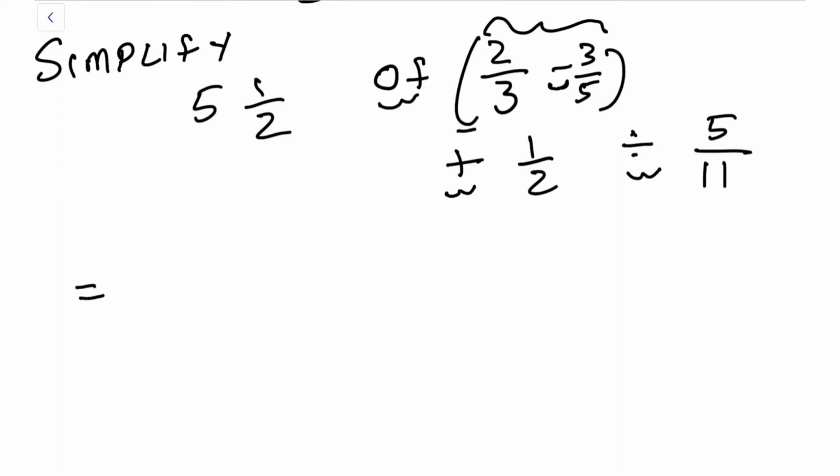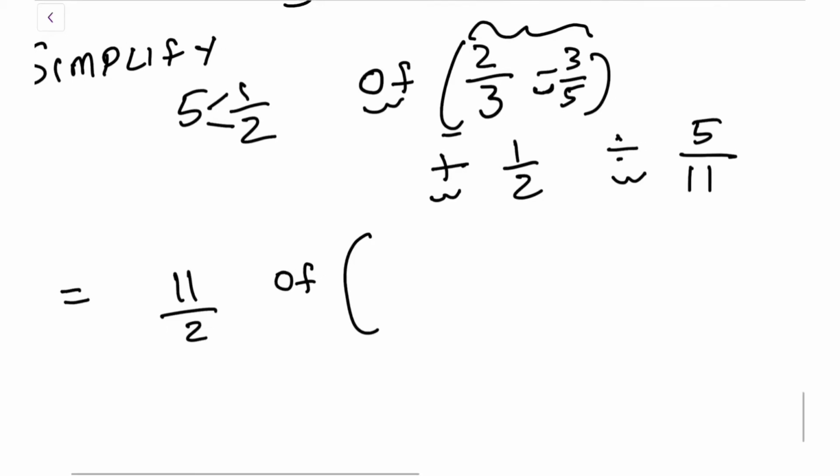Alright, so let's do that. 5 1 by 2, 5 2s are 10, 10 plus 1 is 11 by 2 of, let's solve the brackets. How do we do this? 2 by 3 minus 3 by 5. So it's a subtraction. We take the LCM, which is 15, and then multiply the numerator with 5, because the denominator has to be multiplied with 5. 3 5s is 15, so this also has to be multiplied with 5. So 2 5s are 10. 5 has to be multiplied with 3, therefore multiply 3 with 3 becomes 9.